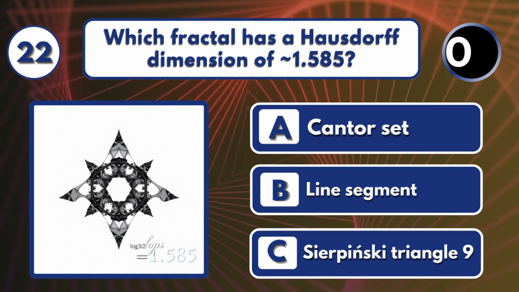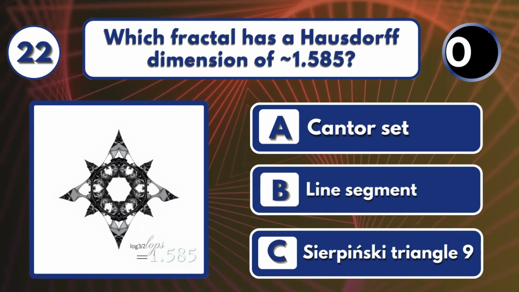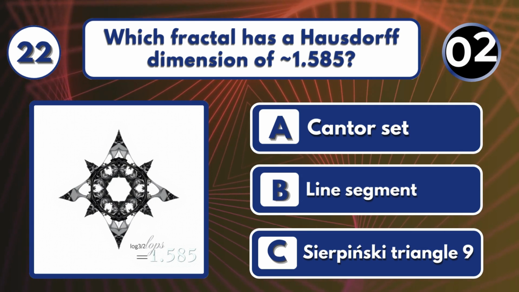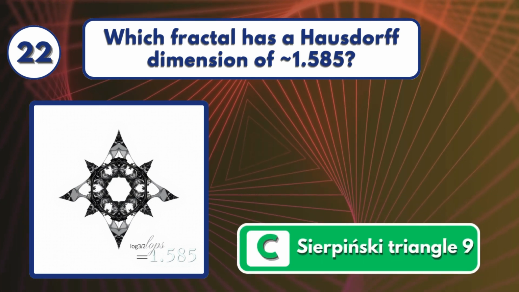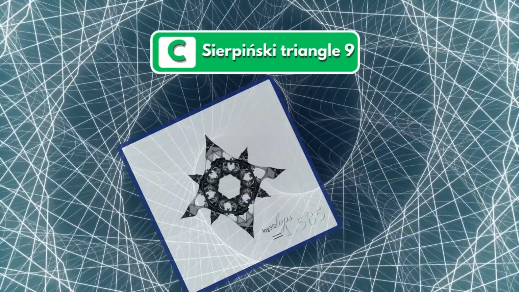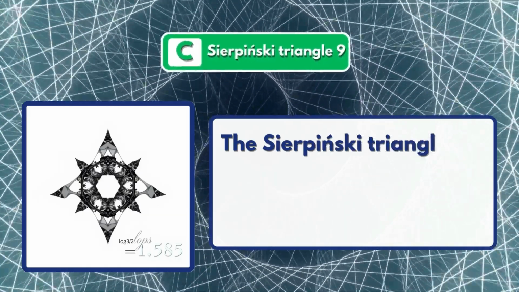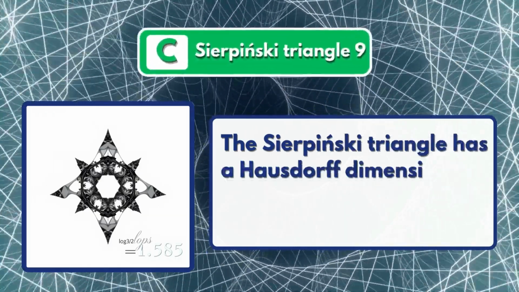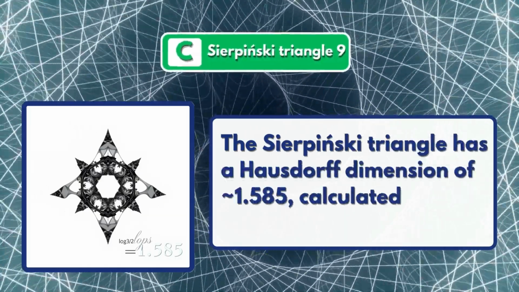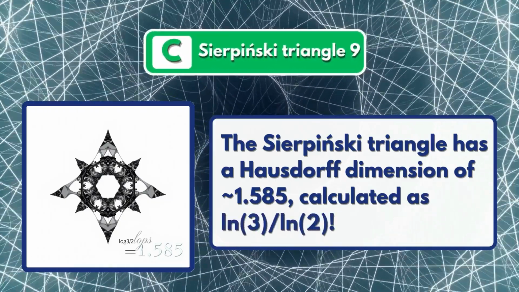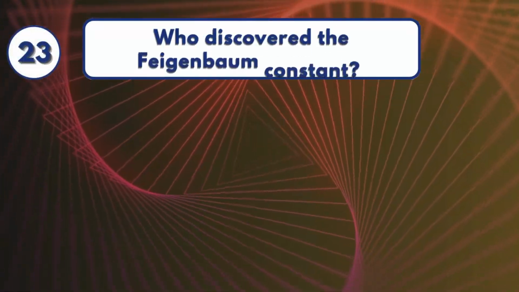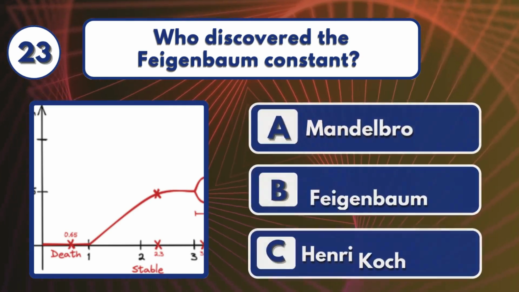Is it the Cantor set, line segment, or Sierpinski triangle? The Sierpinski triangle has a Hausdorff dimension of 1.585, calculated as ln 3 over ln 2. Who discovered the Feigenbaum constant?